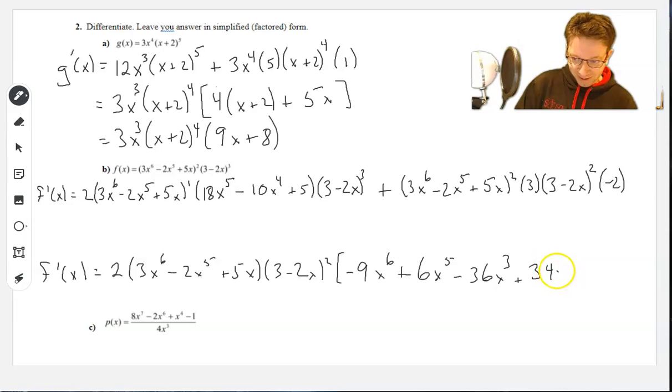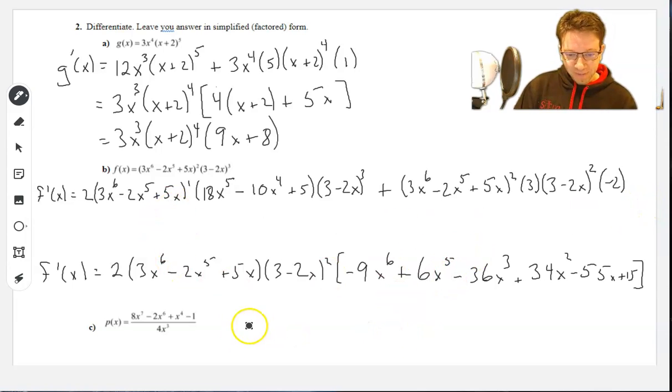not many like terms in this question. What a horrible question. Minus 55x plus 15). So I didn't really make it any shorter. It took me the same amount of time. But you can factor that if you like to. But I want to focus on being able to find the derivative. So let's look at the next one.